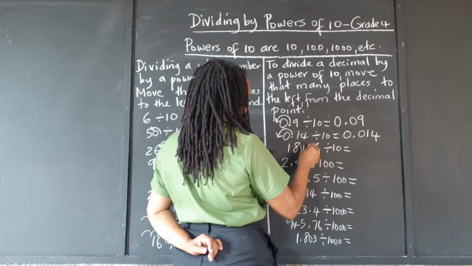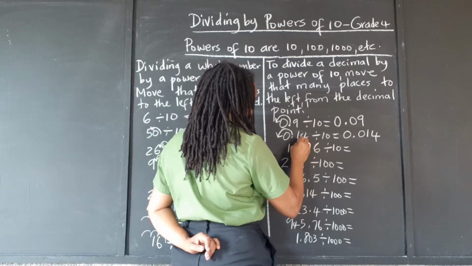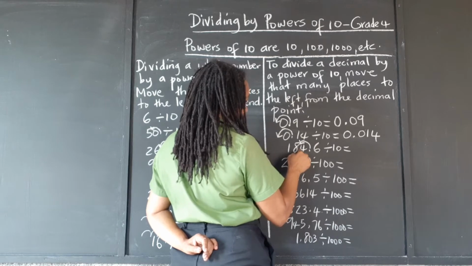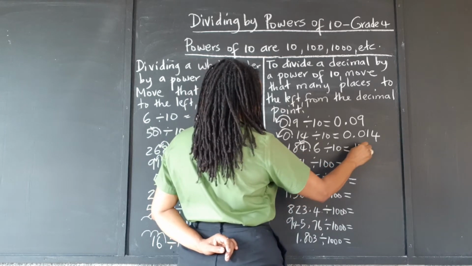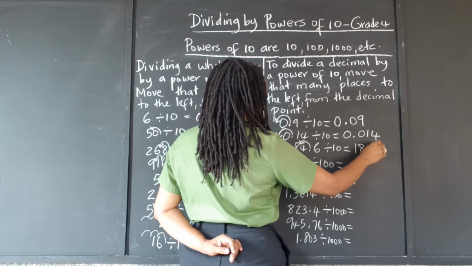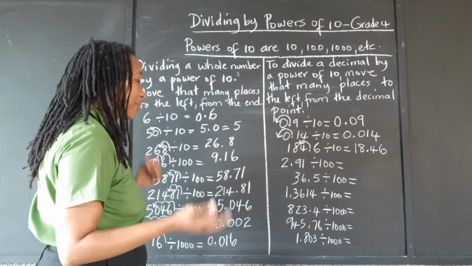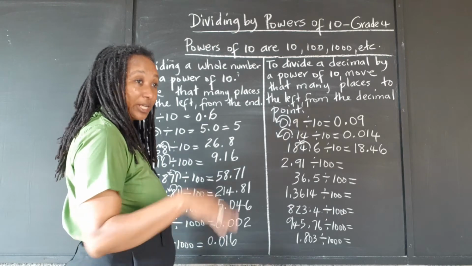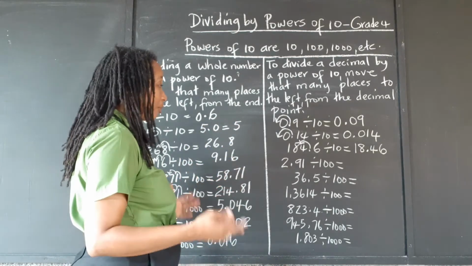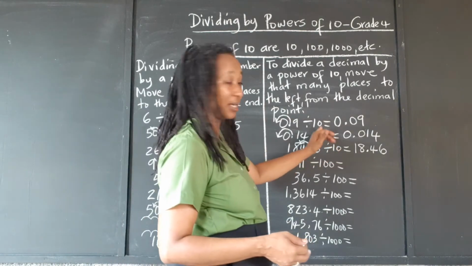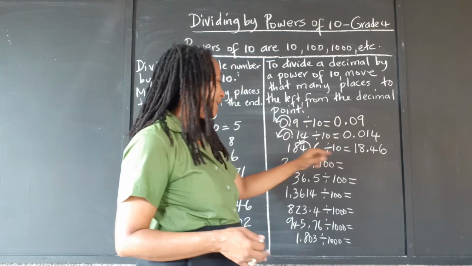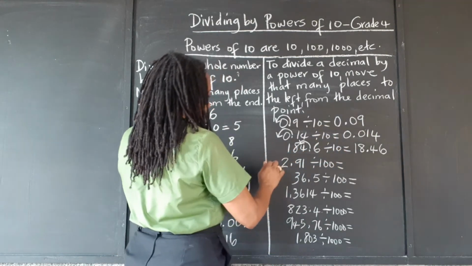184.6 divided by 10, so we move 1 place. It's going to fall right here. 18.46. So of course you're dividing, so the numbers are becoming less. We're splitting them up, right? Splitting them up into 10 equal parts. So they are going to be less than what we started with.